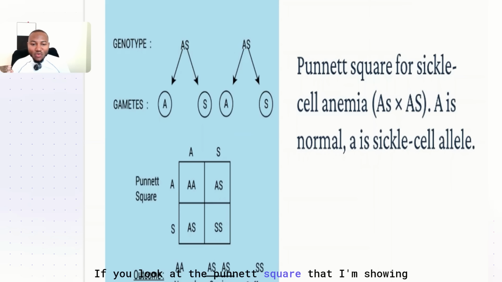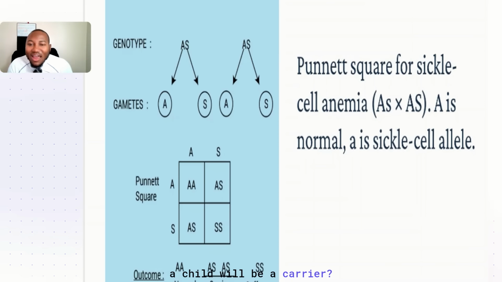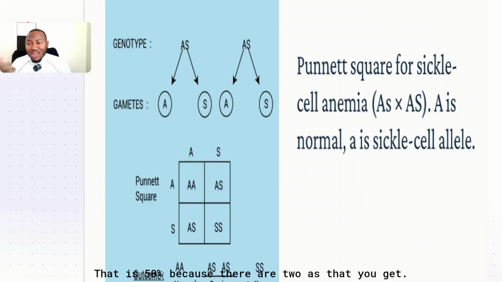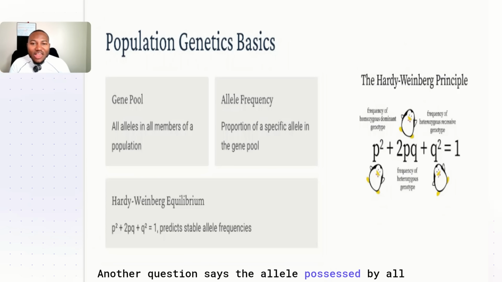If you look at the Punnett square that I'm showing you right now, what is the chance that this child is a sufferer? 25%. Because if you check, this is normal, 25%, this is carrier, 50%, and this is the SS, and that is what they are asking. All right, 25%. So you need to know what the question is. If the question is saying, what is the chance that a child will be a carrier? That is 50%, because there are two AS that you get. What is the chance the child will be normal? That is 25%.